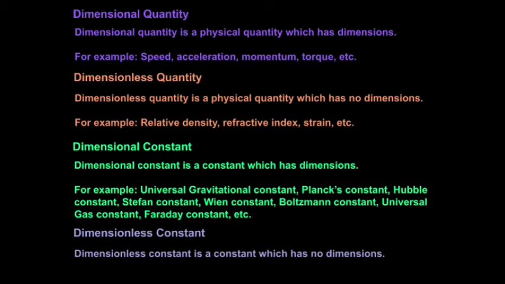Students, next here we can see the classification of dimensional quantity. Once again we can see what is meant by dimensional quantity, then the classification of dimensional quantity. See the screen. First here we can see what is dimensional quantity. So dimensional quantity is a physical quantity which has dimension.